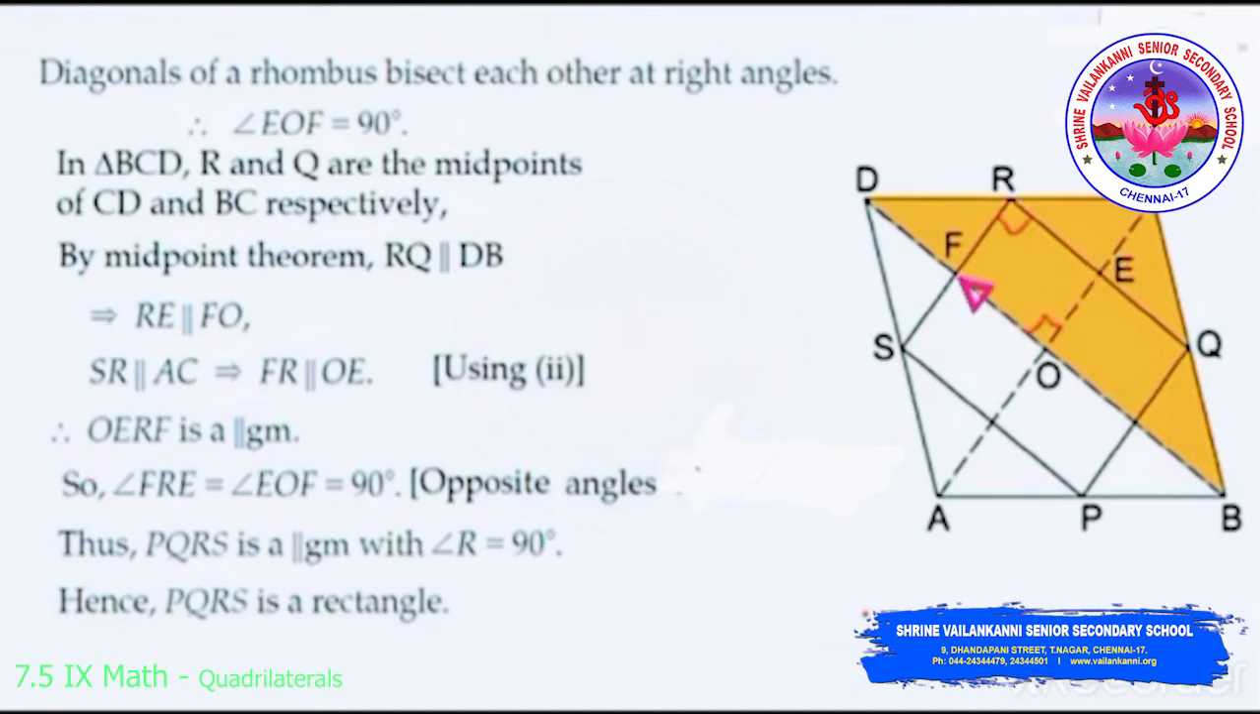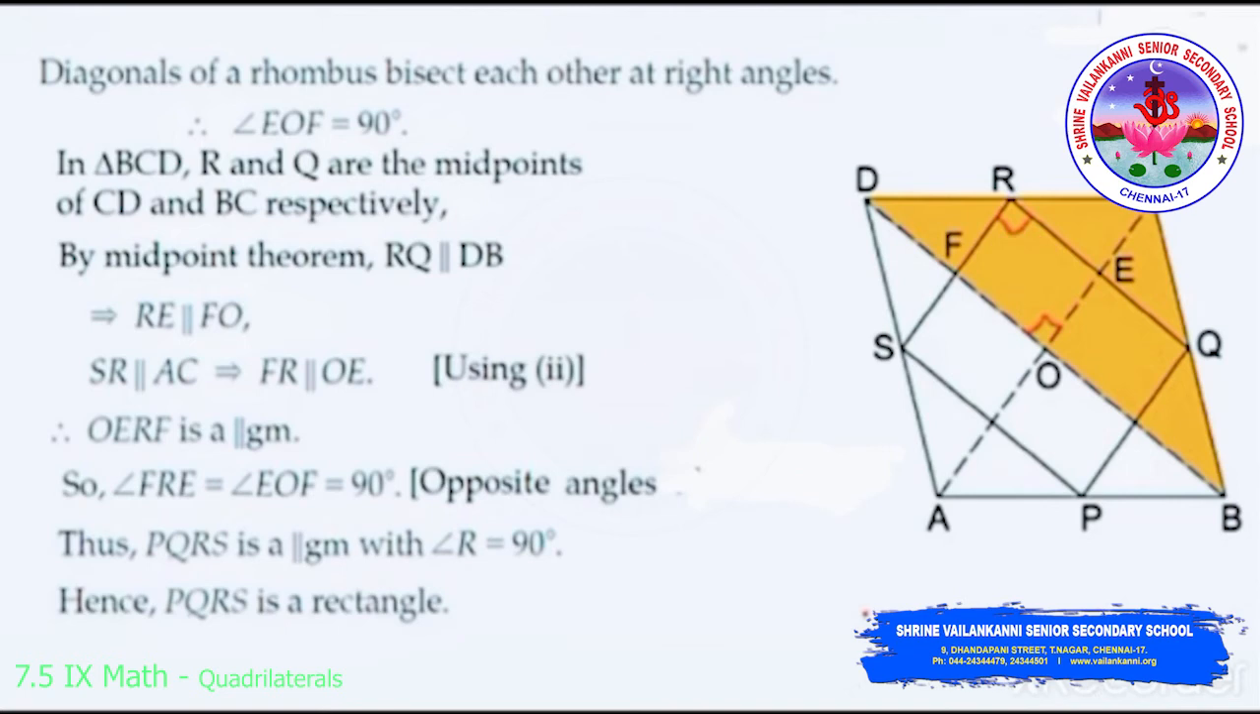In this parallelogram OERF, we get angle O equals 90 degrees. The diagonals bisect each other at 90 degrees at the point O. In a parallelogram, we know that the opposite angles are equal. So the opposite angle to angle EOF will be FRE. My angle FRE will be equivalent to 90 since it is opposite to the angle EOF. I got angle R is equal to 90.